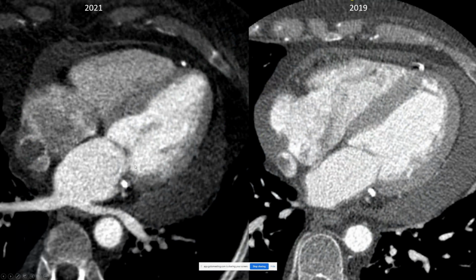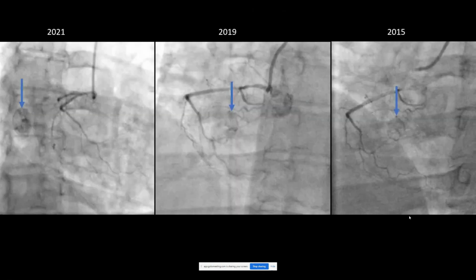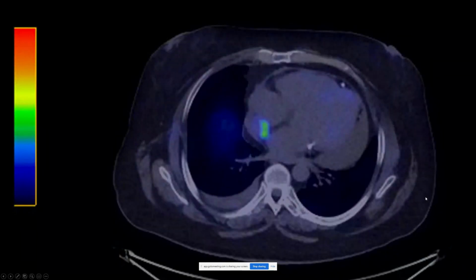And this is just another comparison here. In retrospect, it had been present on the prior coronary angios if you go back to 2015, slowly growing. And again, I just think angiosarcoma wouldn't present like that, right? Correct. So I said, why don't we do a dotatate PET CT? Because I think it's a paraganglioma.